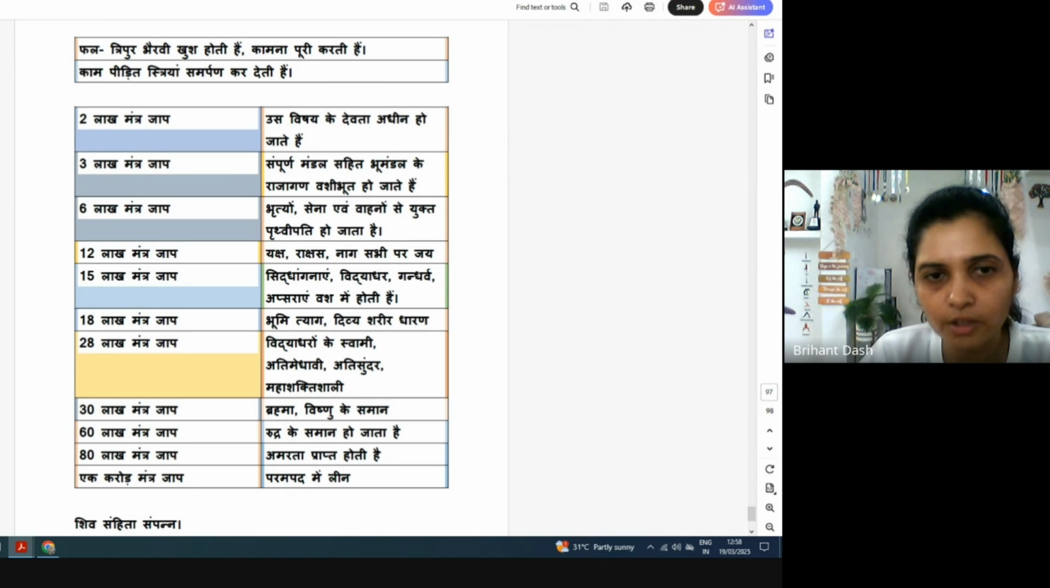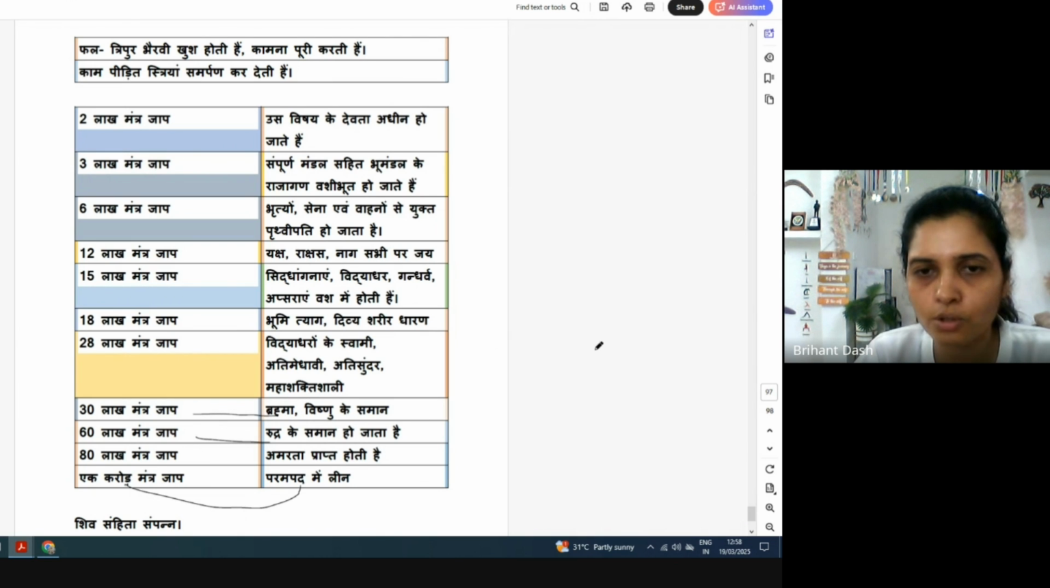So remember that line, the last one. Only the important one you should remember, that 1 crore is Parampad. And 30 lakh is Brahma, Vishnu, and 60 is Rudra. So at least these three we should remember: 1 crore Parampad, 60 lakhs mantra japa Rudra, and 30 lakhs Brahma, Vishnu. Other things are given in the shlokas but not important. Till now nobody has asked any question like that. But this is the chart for that.